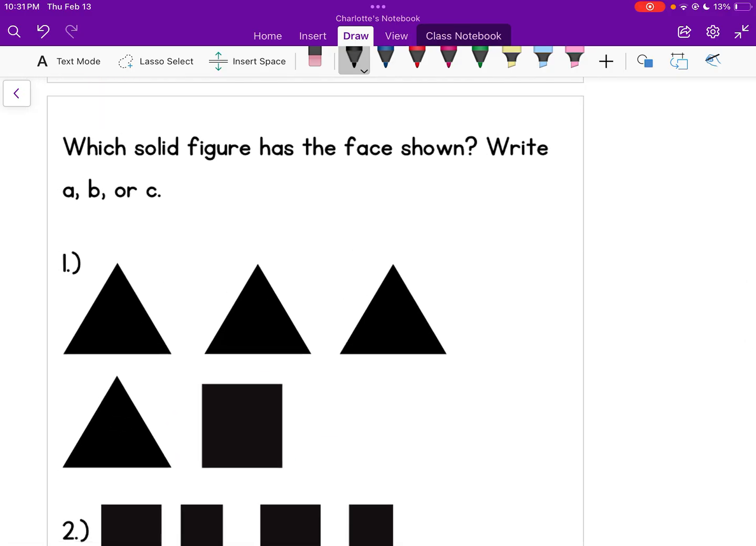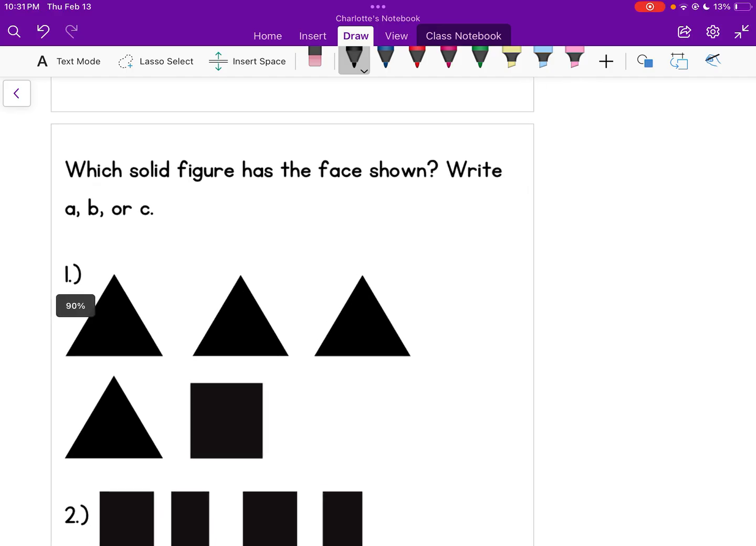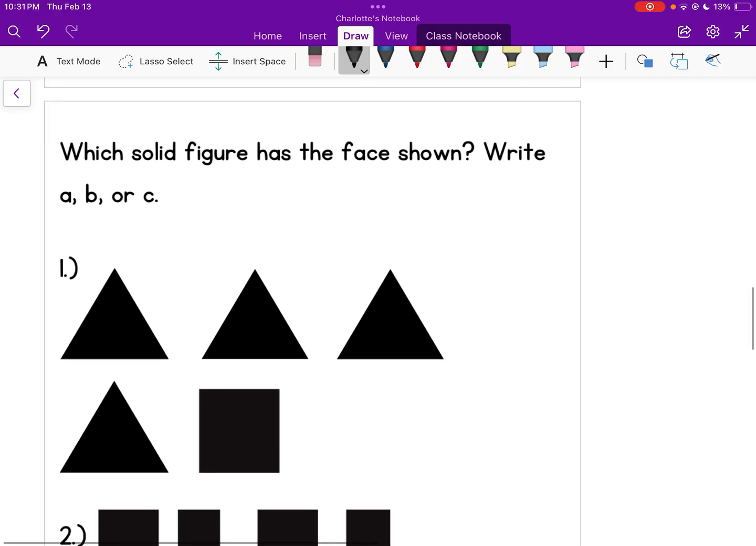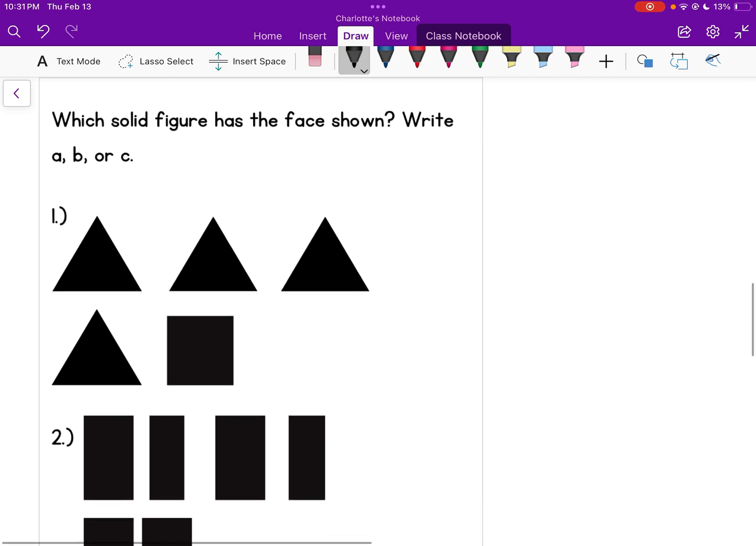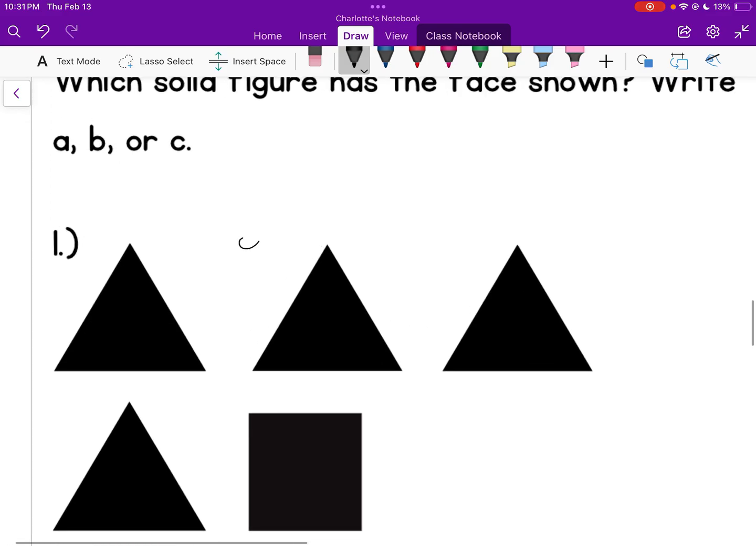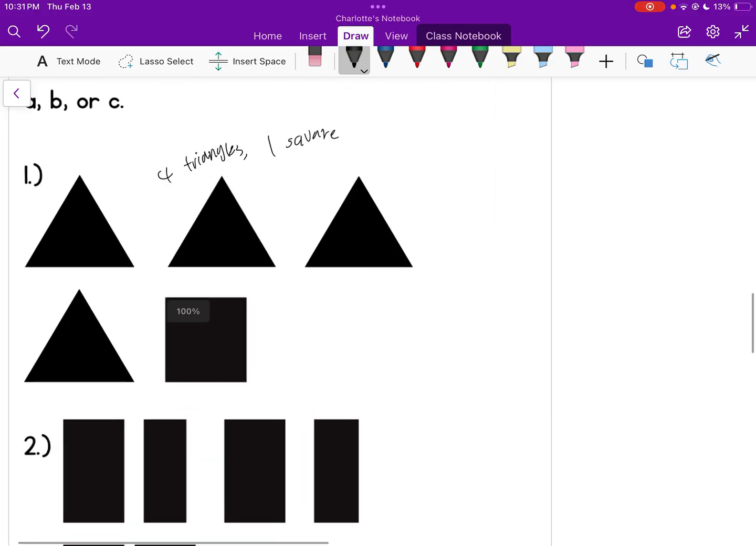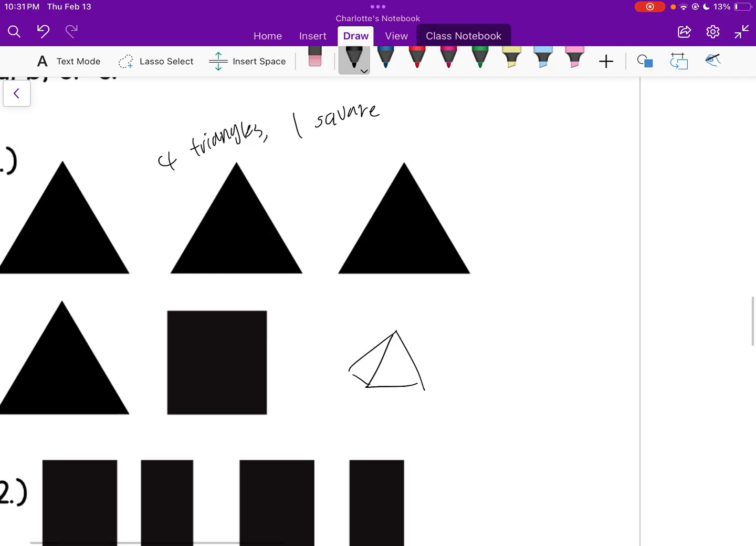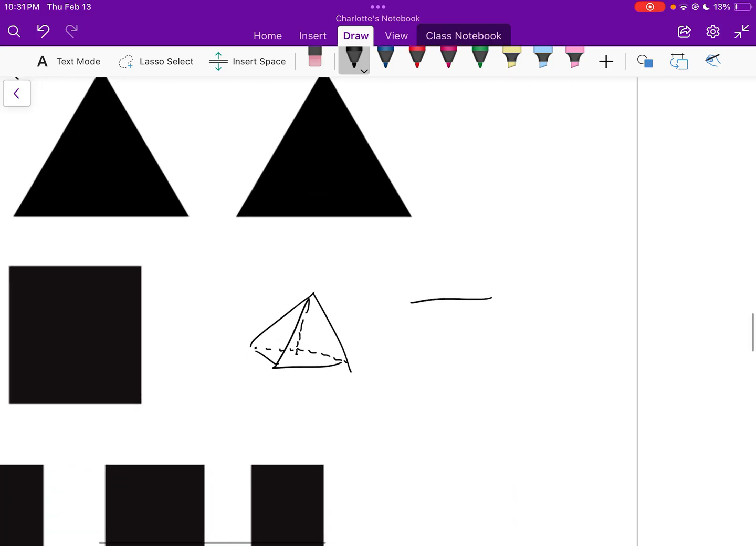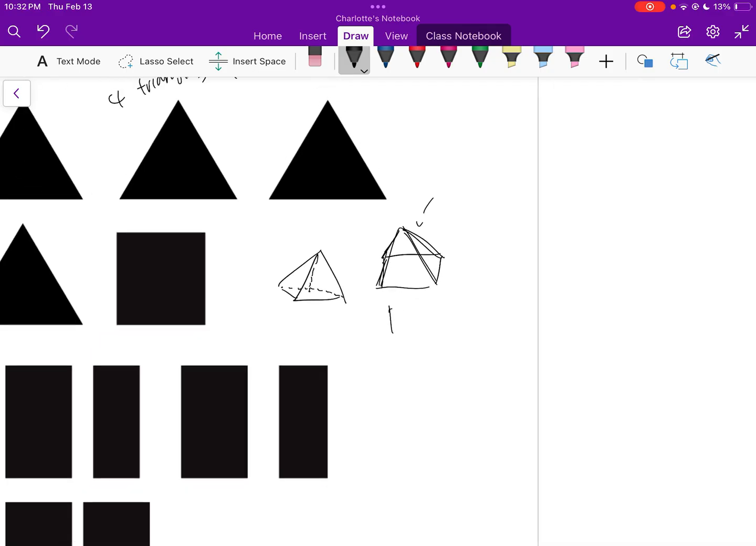And next one, which solid figure has a face shown? Write A, B, or C. So for this one, let's see. We have 4 sides of triangles and 1 square. Just like I told you for pyramid, it has 4 sides of triangles like this and 1 square on the bottom. So the bottom one is like this. This is the front, this is the second, this is the third, and the fourth is the behind. So this is called pyramid.